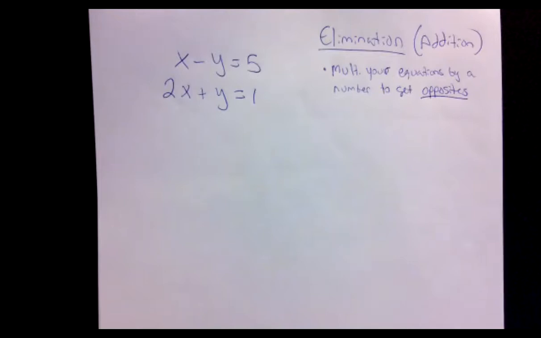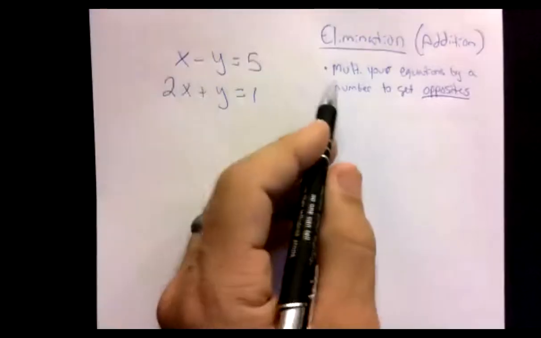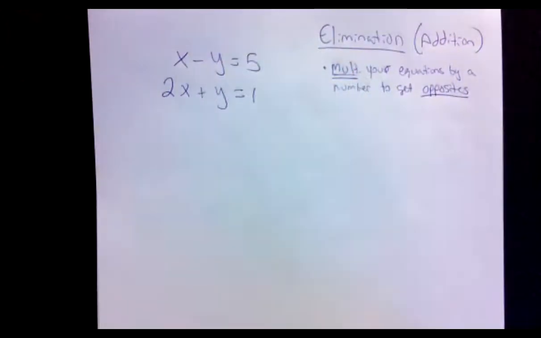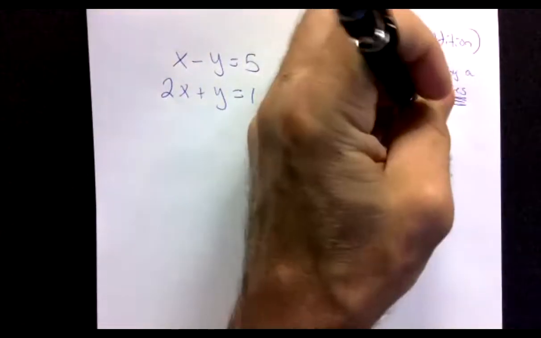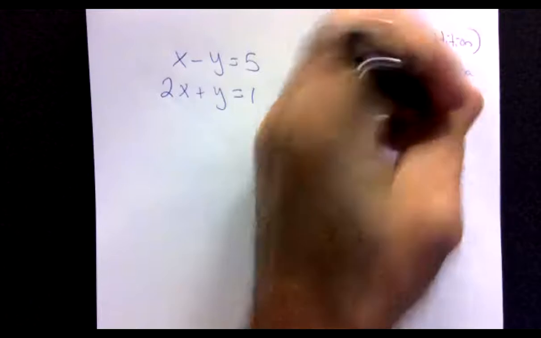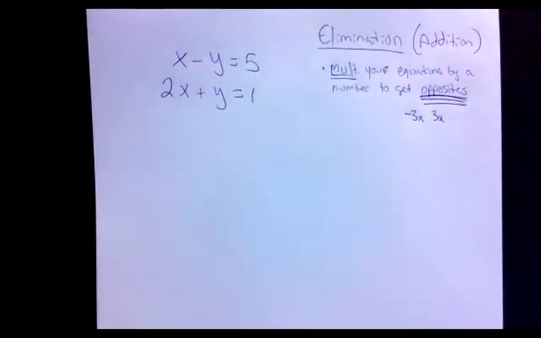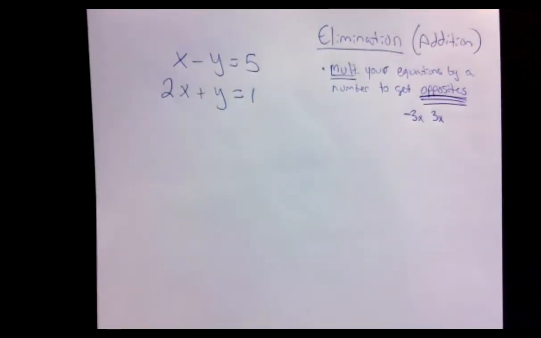In math, opposites are positive and negative of the same number and variable. For example, 2x and negative 2x, or 4y and negative 4y, or 5z and negative 5z. You don't have to multiply your equations, but you can. That's how we're going to get them. You can multiply one equation, you can multiply both, but you're trying to get opposites. So again, same number and variable, just one will have a different sign, like 3x and negative 3x. That is an example of opposites. That's what we're looking for.